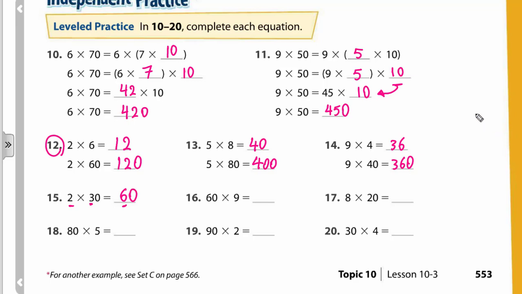Okay, if you have finished, you have a star question. Think of this question. Oh, we used this one. 180 equals what multiplied by what? What two numbers can we multiply to get 180?